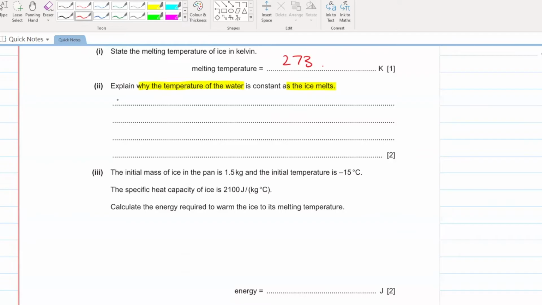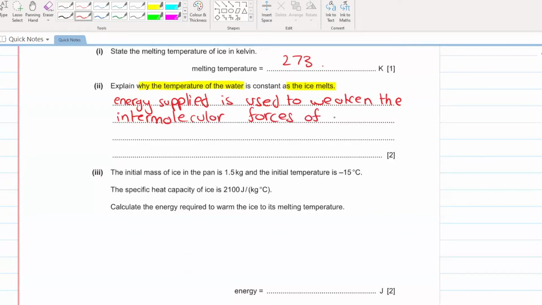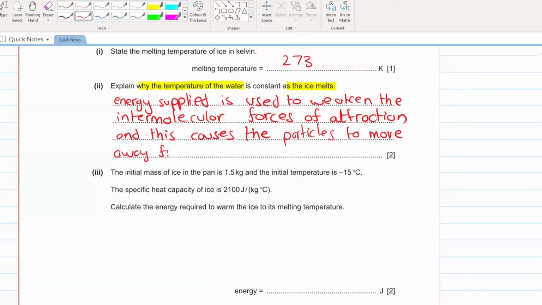The energy supplied is used to weaken the intermolecular forces of attraction, and this causes the particles to move away from each other. Simple as that.